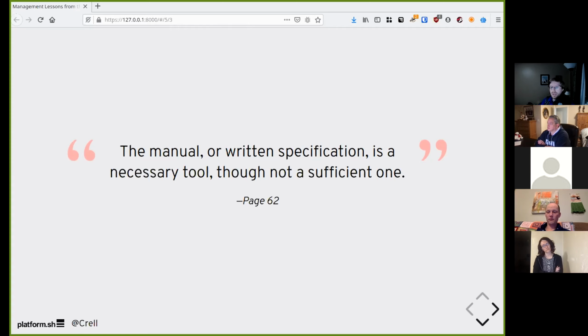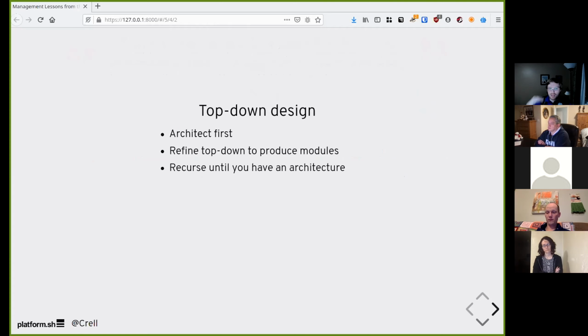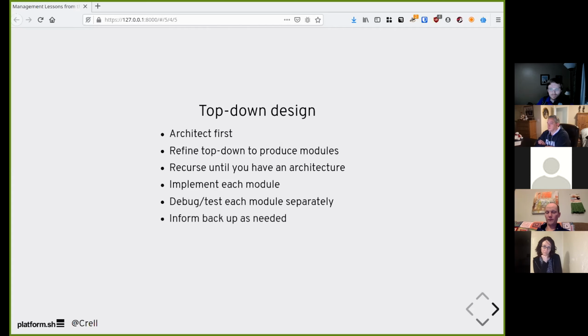And Brooks argues that to build a system effectively this way, after you've designed it, you need top-down design, which means architect the system first, describe what you're going to do, break it down into modules, top-down, and then break those modules up into pieces as well until you have a picture of what your architecture is going to be. Then you can implement each of those individual units, test each of them individually, unit test each of them individually, and allow that process to inform backup as needed. So you run into a problem here, you can use that to inform the rest of the architecture and possibly change something.